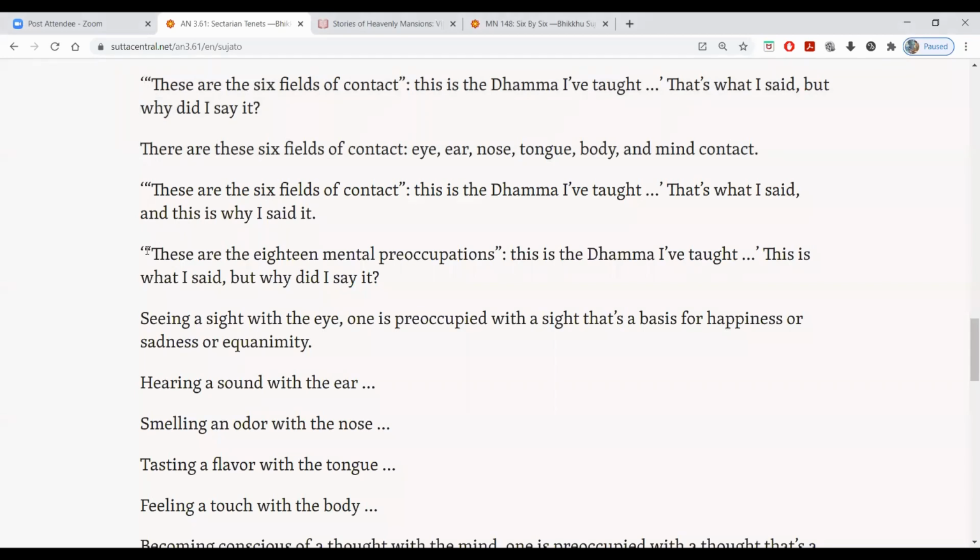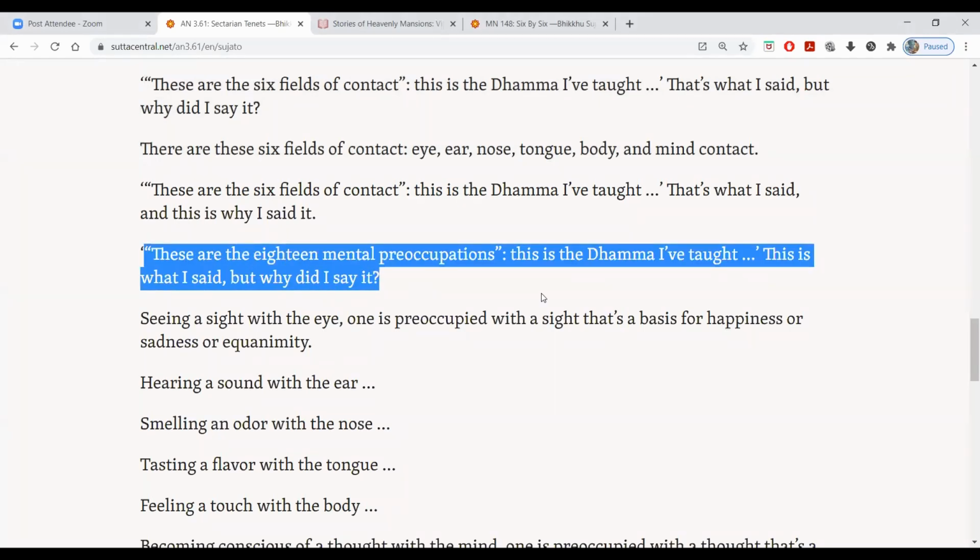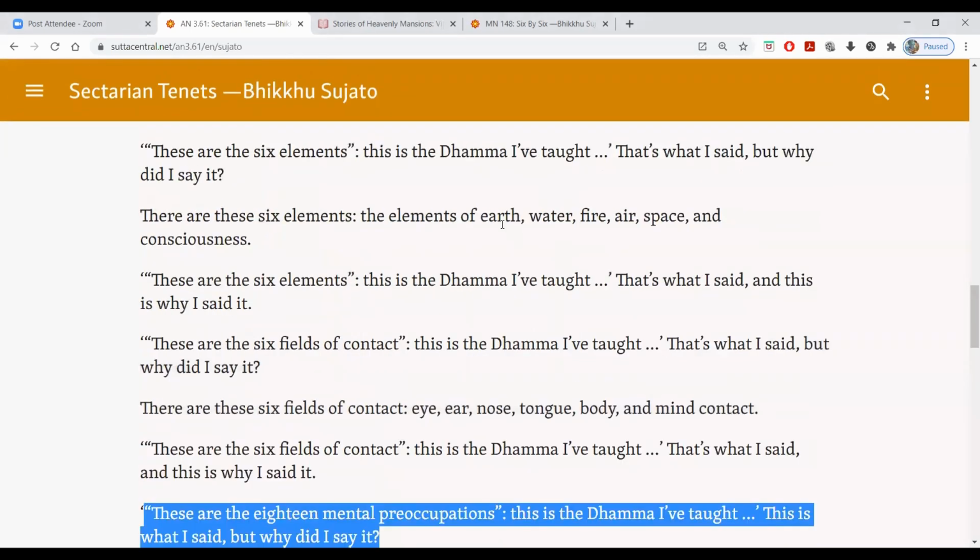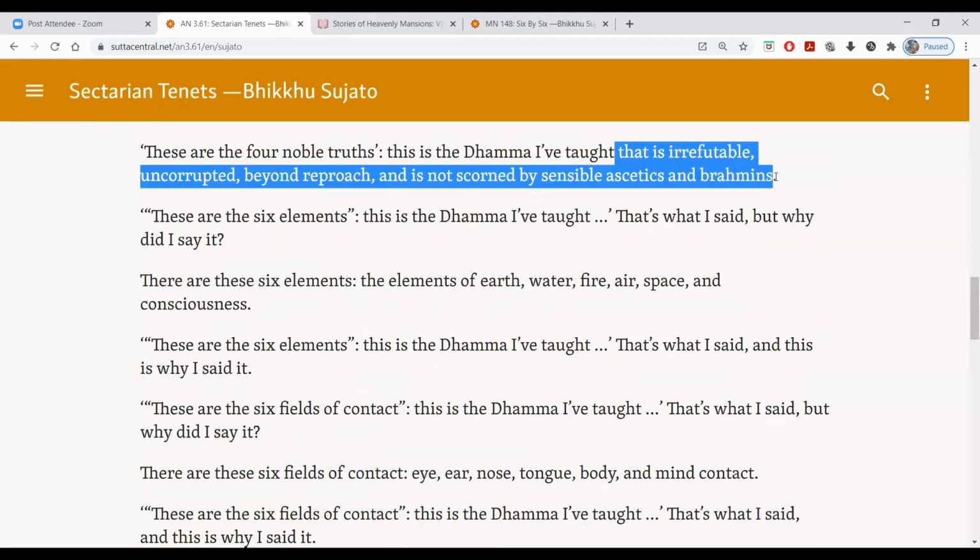So, are you ready to go to the next part of the sutta? Yes, Bhante. Buddha teaches there are the 18 mental preoccupations. Attarasa manopavichara. 18 mental preoccupations. And Buddha teaches this is the Dhamma I have taught. That is irrefutable, uncorrupted, beyond reproach, and is not scorned by sensible ascetics and Brahmins. The wise people will realize this.